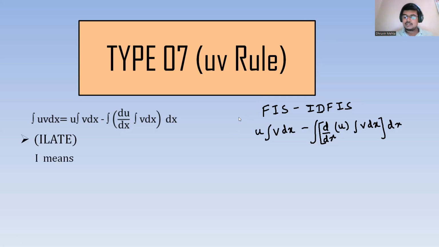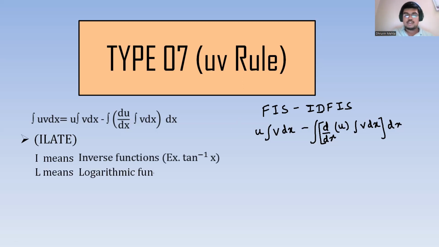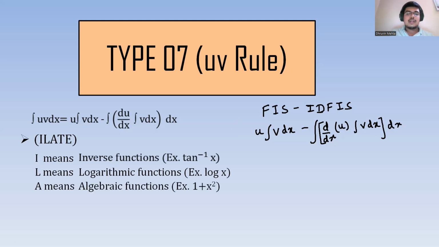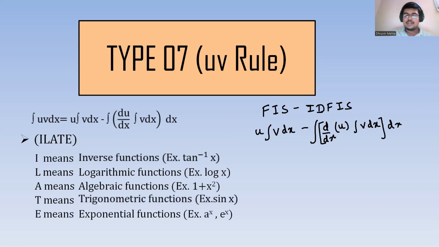ILATE basically means, I stands for inverse trigonometry functions like sine inverse, tan inverse, cos inverse. L is logarithmic function, log x. A is algebraic function like x square, x cube, root x. Then T is trigonometry function, sine, cos, tan. E is exponential function, a raised to x, e raised to x.